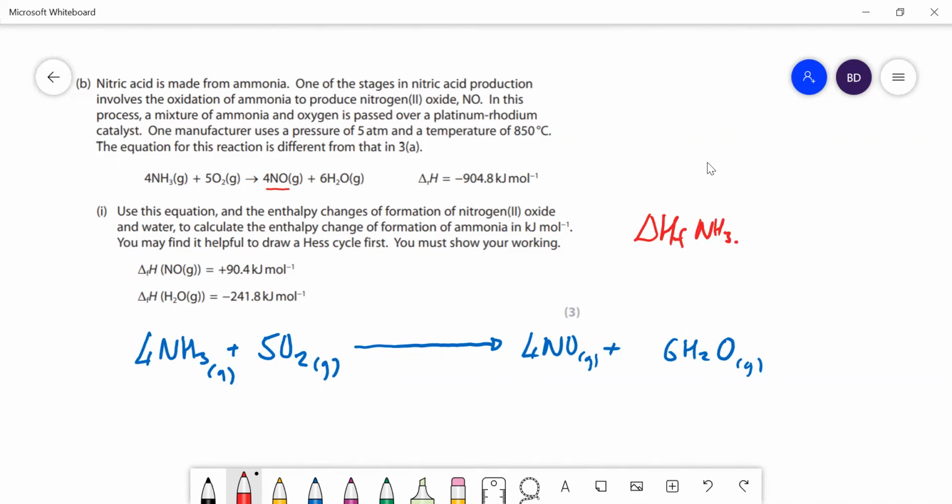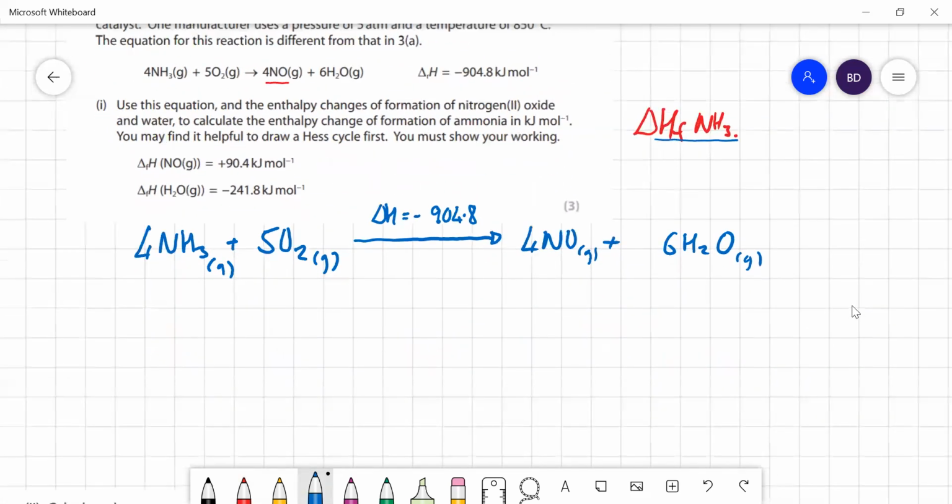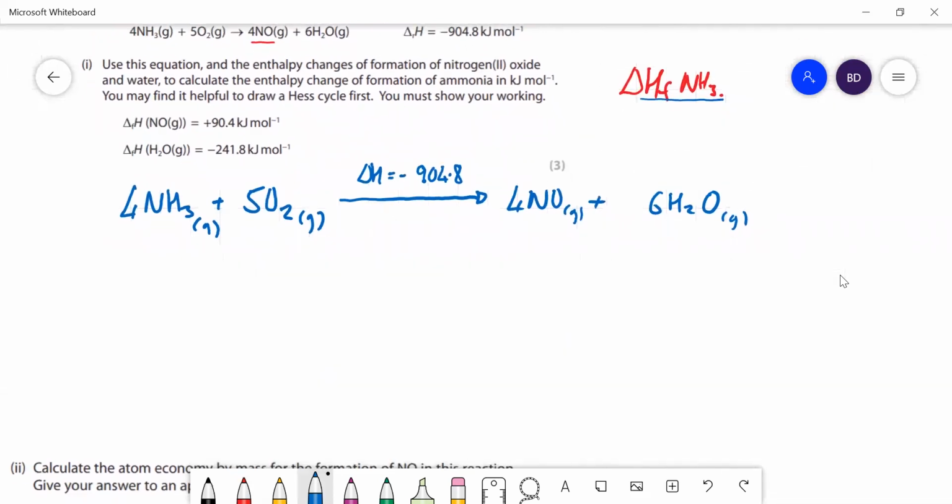Right, now they tell us that, I've written the equation out again here, and we know that the value for delta H for that is minus 904.8. Now when you're given delta HF values in a Hess's law cycle, the third thing that you should have down, you should have 3 things in your cycle, is elements in their standard states here. So the elements in their standard states are going to be N2, we're going to have 2 of those. We've got 12 hydrogen atoms, so that's 6H2, and we've got 10 oxygen atoms, so that's 5O2. So there are the elements in their standard states there.